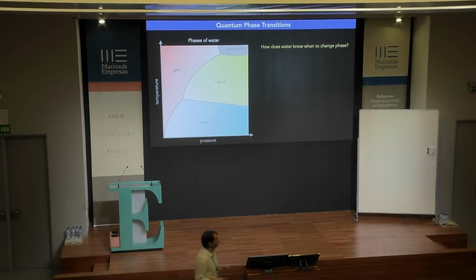Okay? So imagine that I have it in the solid form, okay? So I am down in the diagram, and then suddenly, it's not adiabatic, nothing. I just change the temperature from solid to fluid. Okay, how does water know that it has to change? Anyone? You are free to answer. There are no wrong questions.